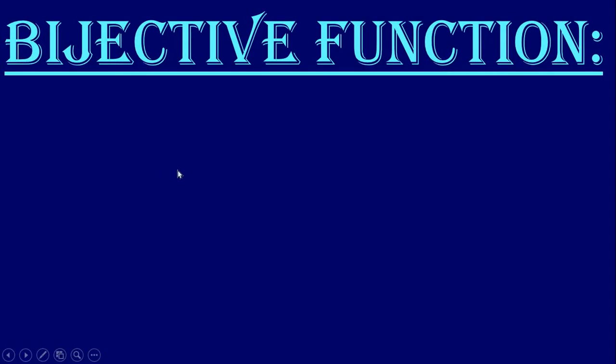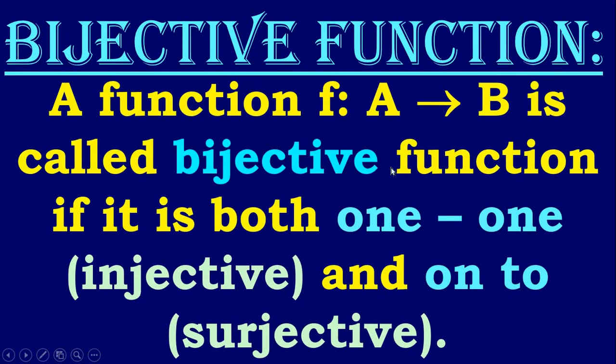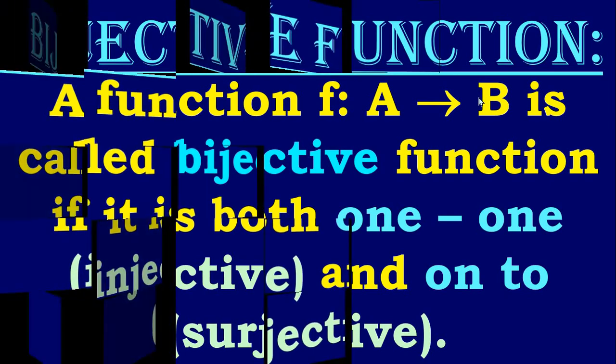Now we state the definition of a bijective function. A function f from A to B is called a bijective function if it is both 1-1, that is injective, and onto, that is surjective. A function which is injective and surjective is called a bijective function. A function which is both 1-1 and onto is called a bijective function.